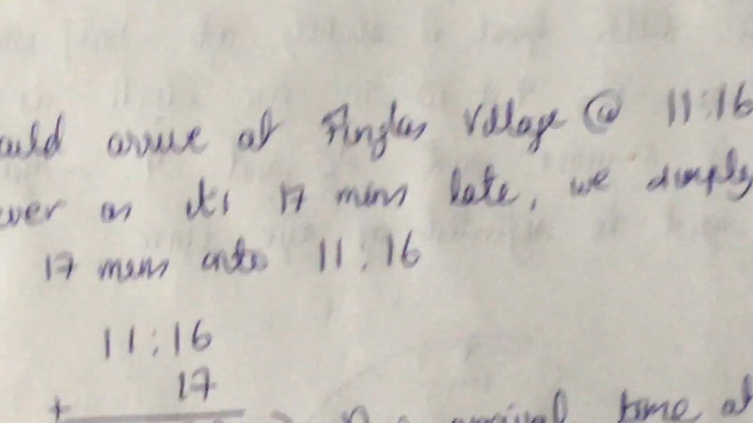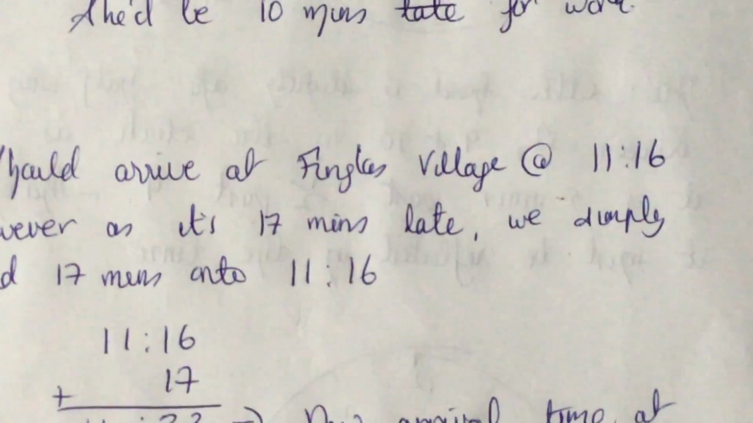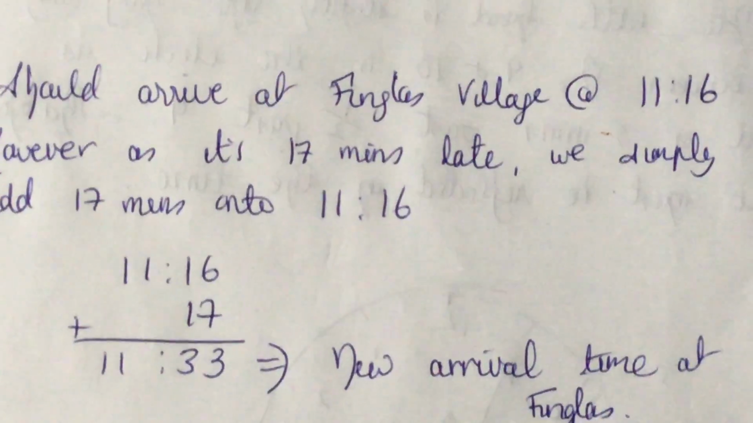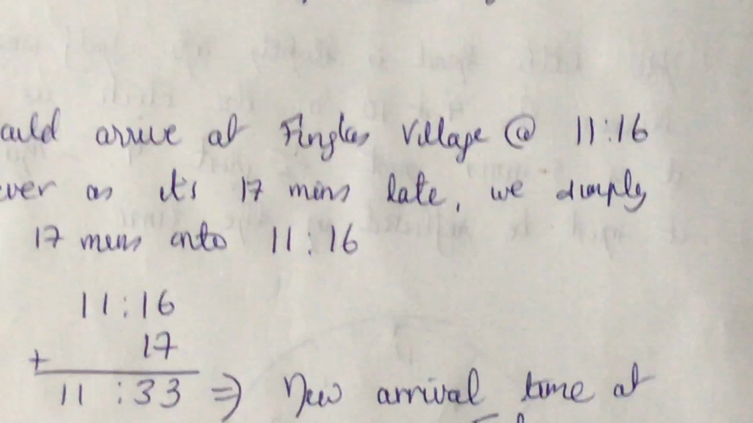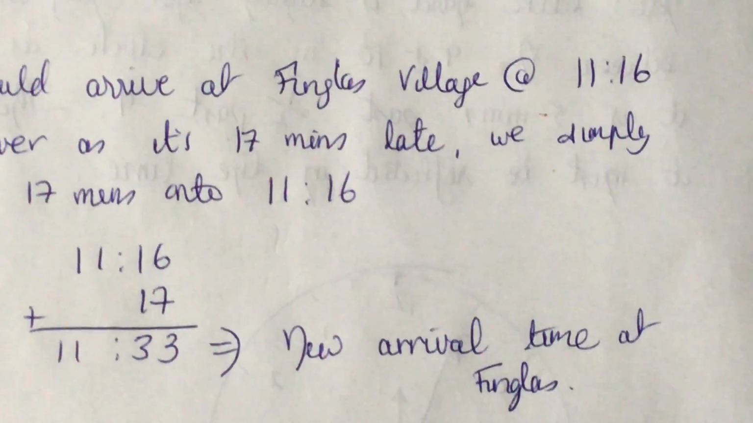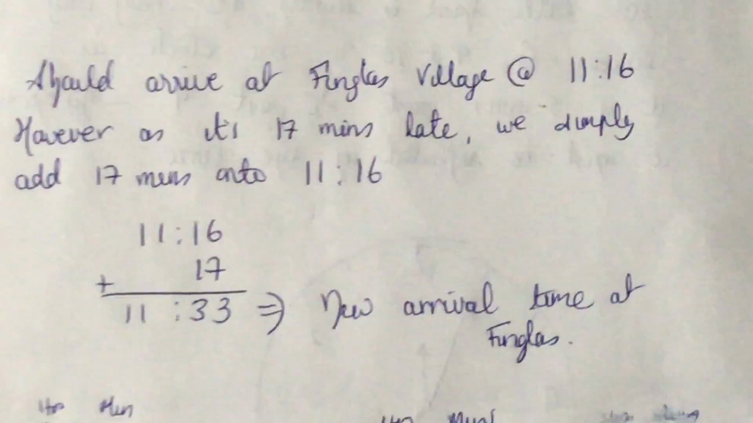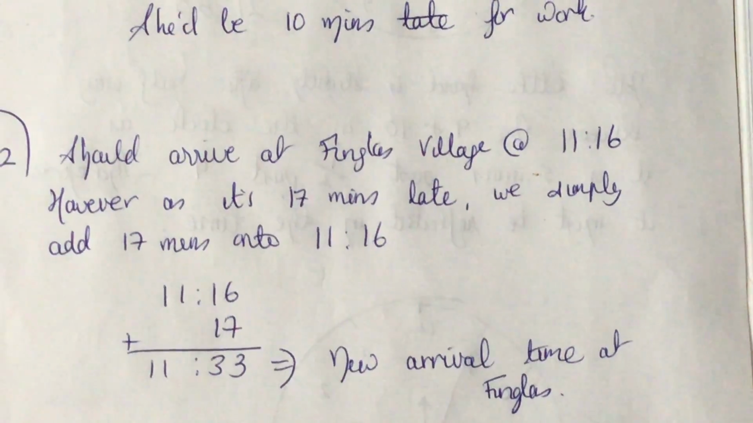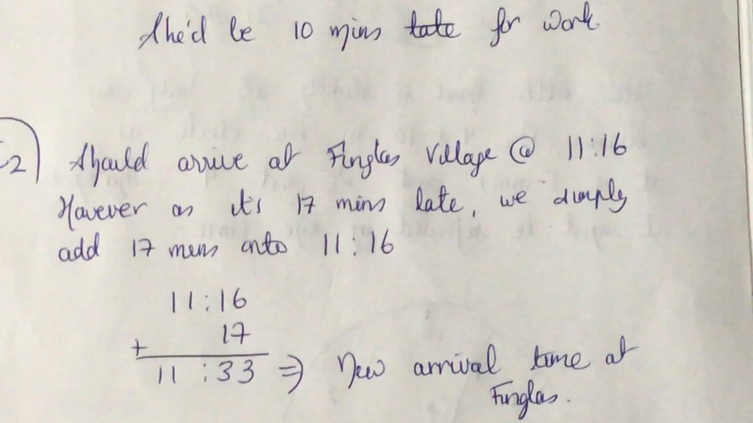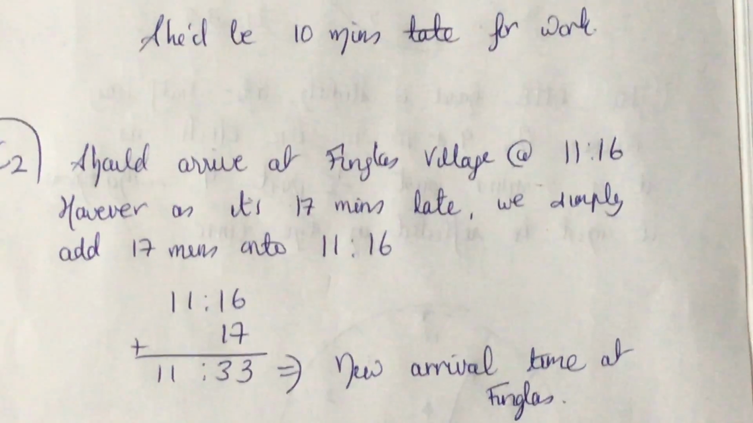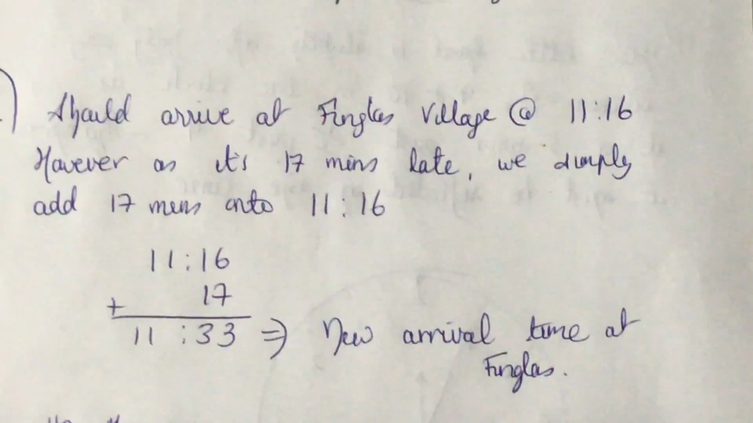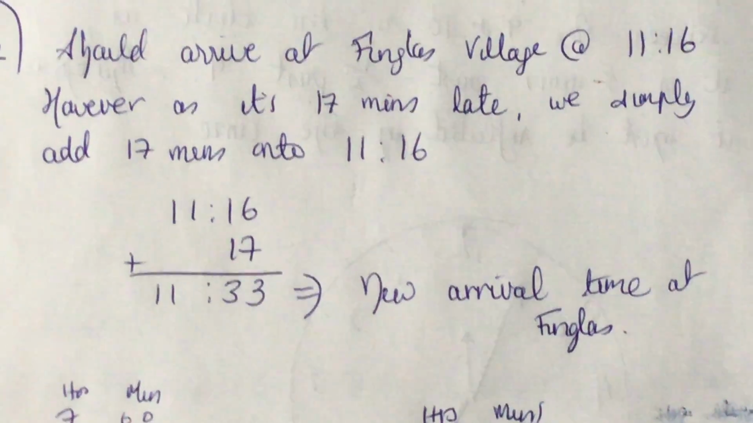So simple, straightforward. I added 17 minutes onto the 11:16, because if it's late, it's not going to be arriving at 11:16 anymore. It's going to be 17 minutes after 11:16, so it's going to be arriving at 3 minutes past 11 in the morning. New arrival time at Finglas is 11:33. Okay, guys, I hope you understand that. If it's supposed to be arriving at Finglas at 11:16, it will now be arriving 17 minutes later than that time. So you just add on another 17 minutes, and we have 11:33 a.m.